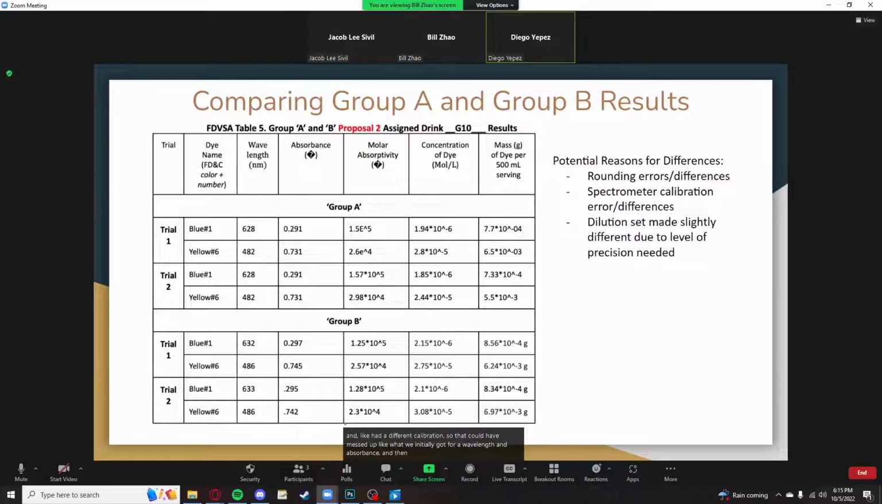And then what we finally came up with, which I would say is most likely, is that our dilution sets were slightly different. For example, if I was trying to take 5 milliliters, I could have accidentally taken 5.01 milliliters of the dye or the nanopure water, which could have ultimately changed the concentration that was being calculated and messed up our results a little bit.